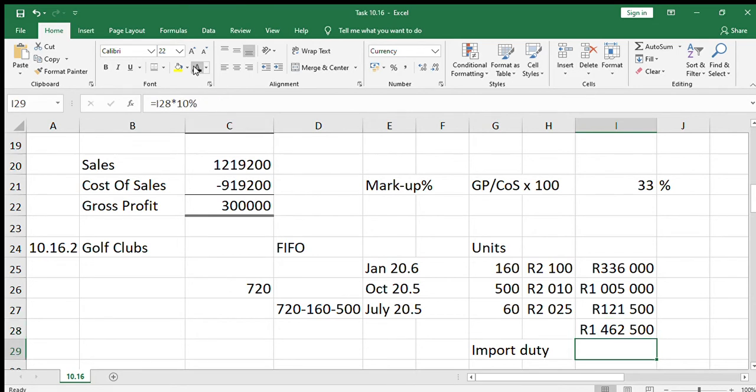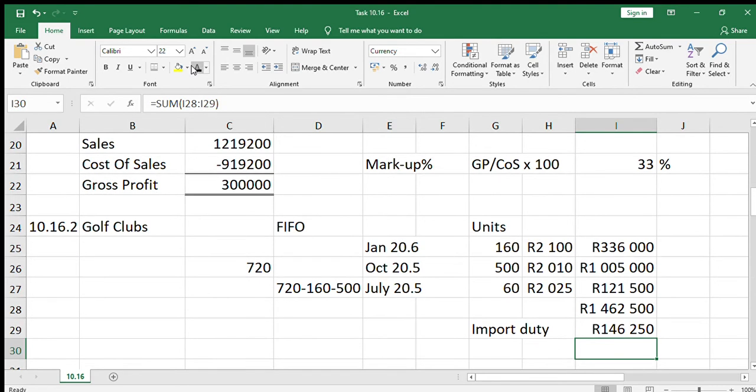Then look at number 2. It says that golf clubs are imported from the USA. Import duties amount to 10% of cost and are not included in the above purchases. However, carriage has been included. Okay, so import duty is 10%. So I'm just going to take this total that I've calculated here and work out 10% of it. Okay, and we're going to add it on, and that will be our answer for the value of closing stock using FIFO.